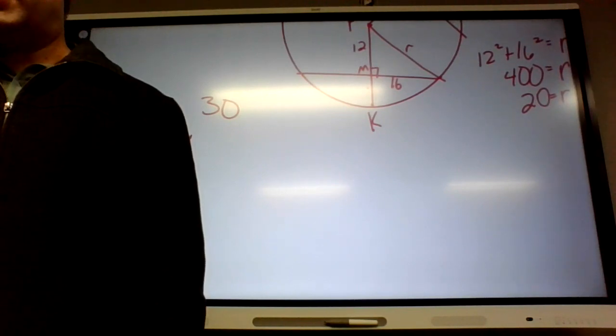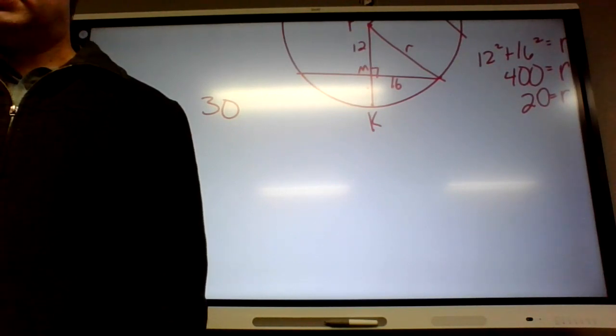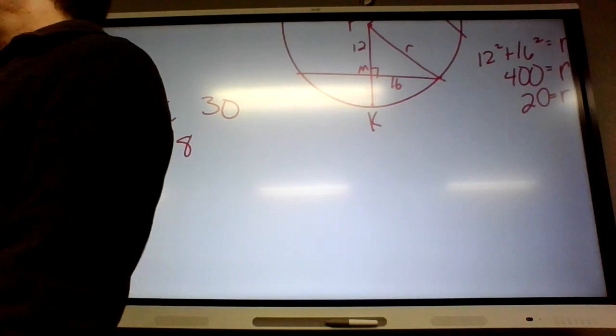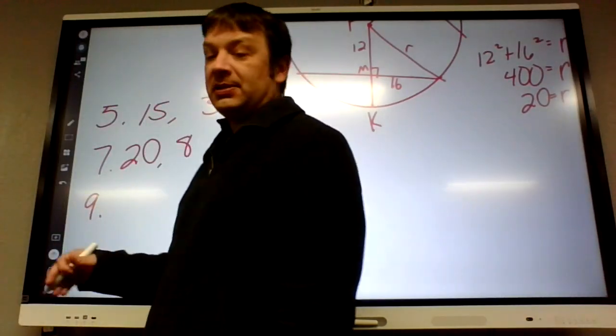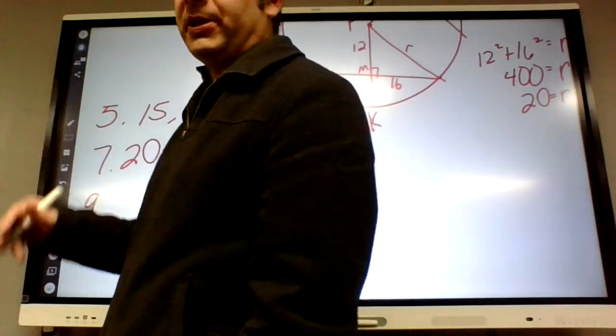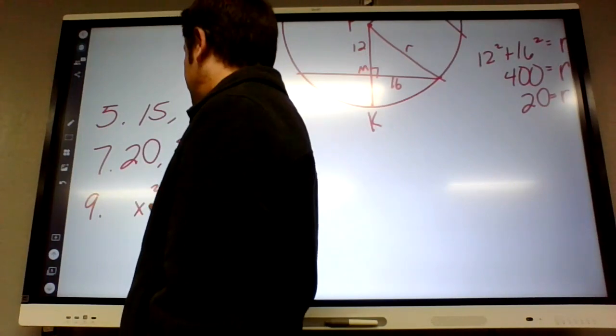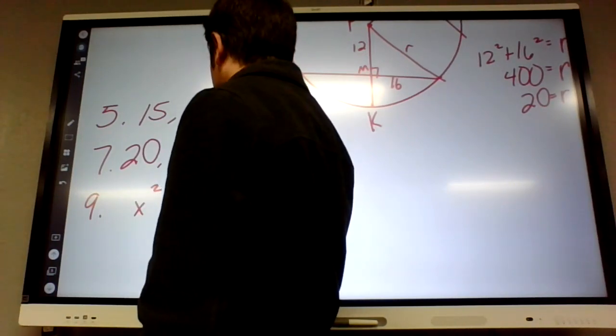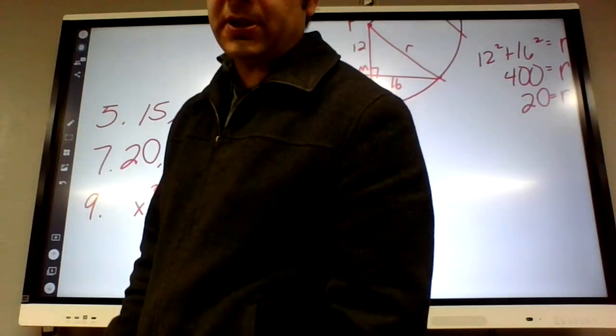Okay, what do we know about JL and FH? They're equal to each other. Yes, they're the same segment. So all that stuff, x squared, all that stuff should be equal to each other. So x squared plus 8x minus 12 should equal.